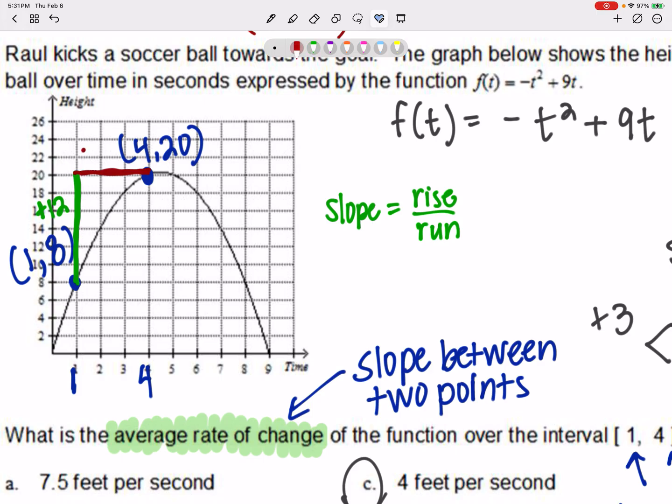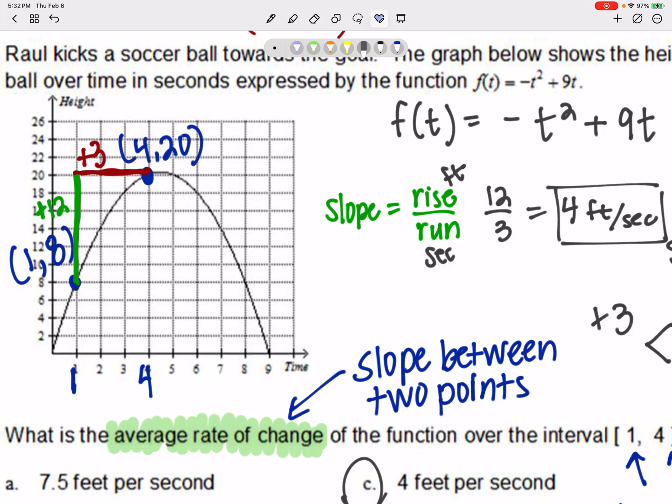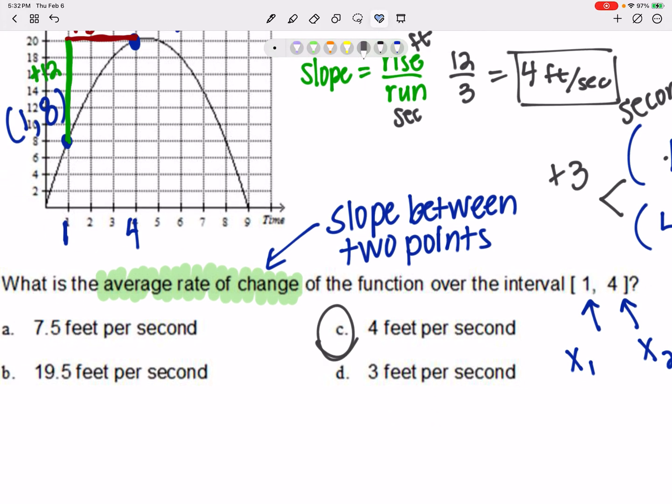and then we're going to go to the right. Moving to the right is a positive number. Moving to the right, 1, 2, 3 seconds. So positive 3. So 12 over 3. We've got 12 over 3 is equal to 4. And then remember, our rise was our feet, and our run, which is horizontal, was our seconds. So that would be 4 feet per second, which is still answer letter C.